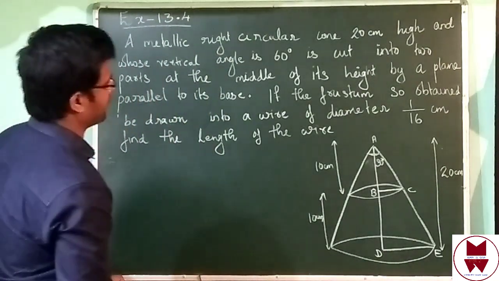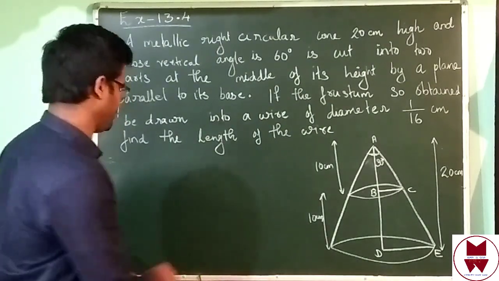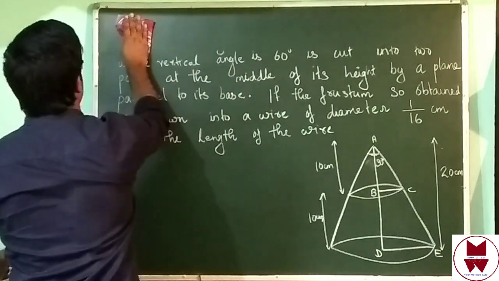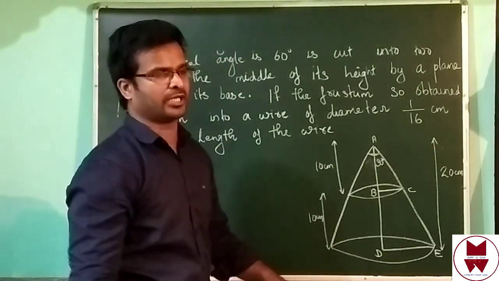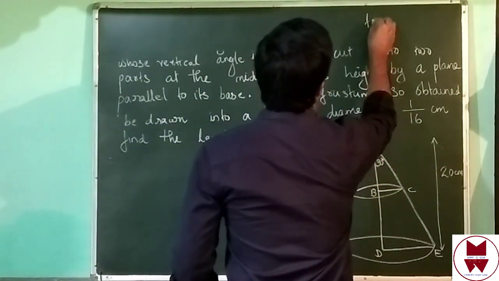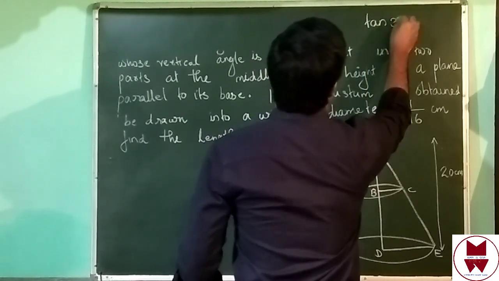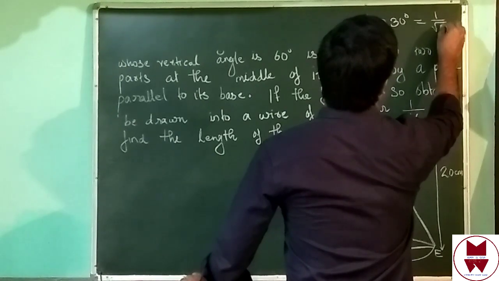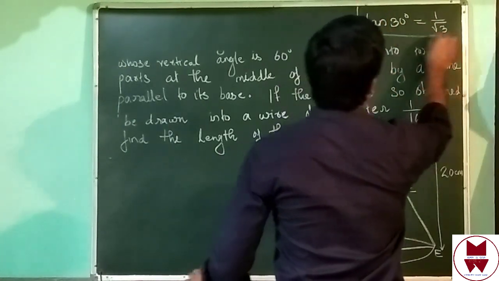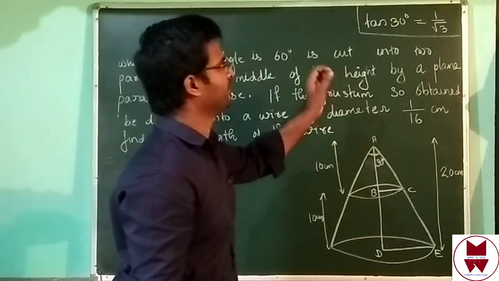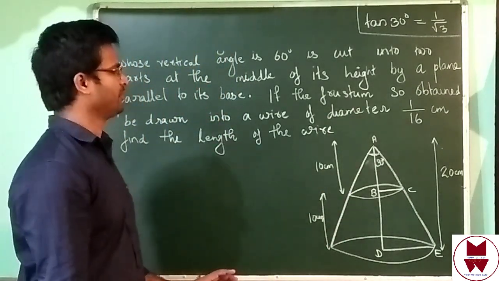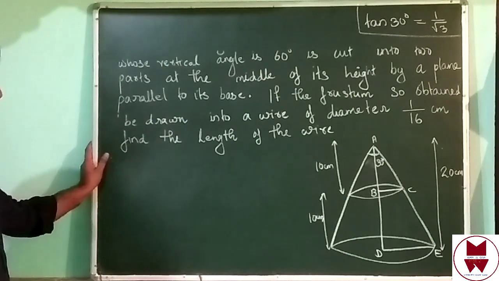Before starting this problem, you have to study one value, a trigonometric value. In the trigonometry chapter we already studied tan 30. Tan 30 value is 1 by root 3. You can write tan 30 value on one side. We will use this tan 30 in this problem. Tan 30 is 1 by root 3. Now we can start this problem.